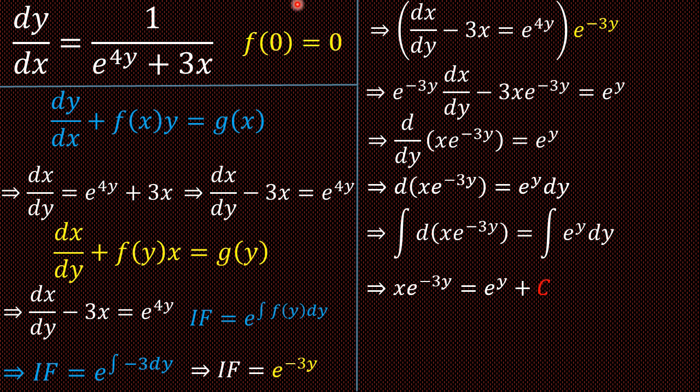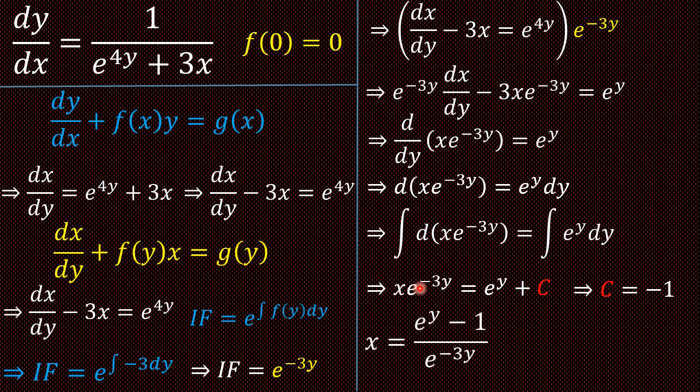But friends, keep in mind that we have our initial condition here that f of 0 is equal to 0, right? Good. Therefore it means when x is 0, y is also 0. Good. If we put x to be 0 here, everything becomes 0. Put y to be 0 here, we are going to have 1. Put it to the left hand side, we are going to have what? C to be -1. Good. So we have c to be -1.